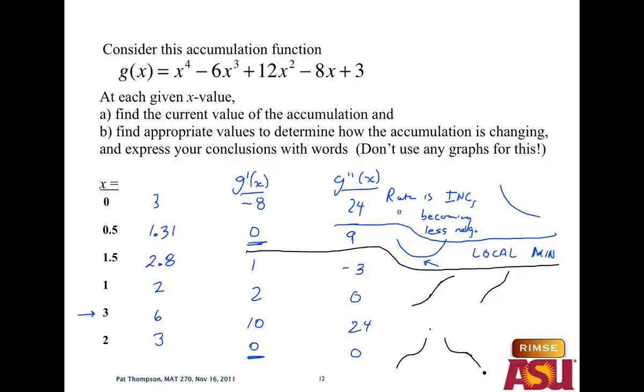This is kind of the most common, where you have a pause and then it either keeps increasing or it keeps decreasing, and you have a change in concavity. But there are others. This isn't the only thing that could happen.